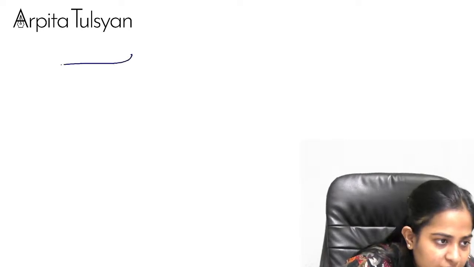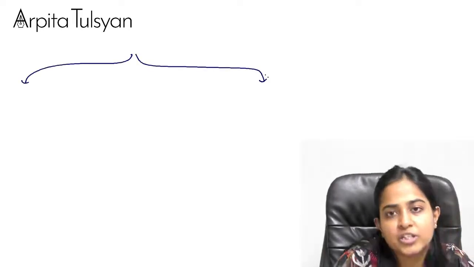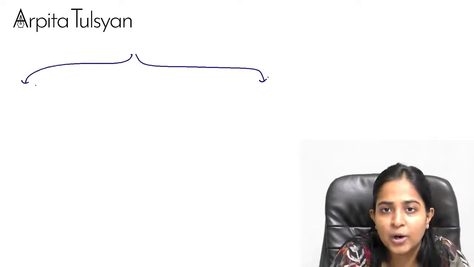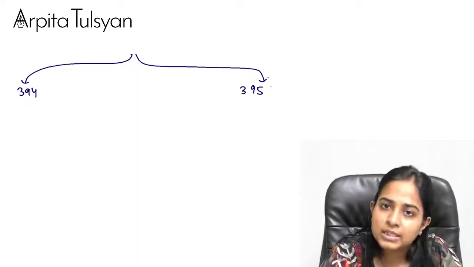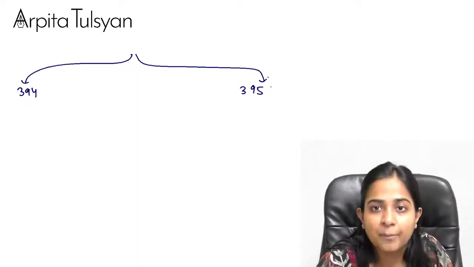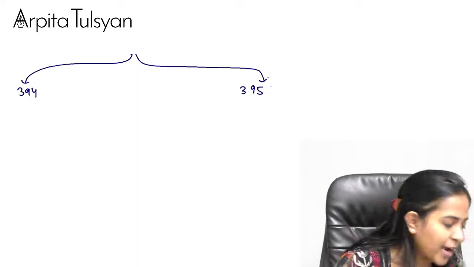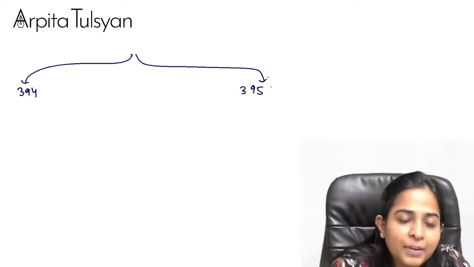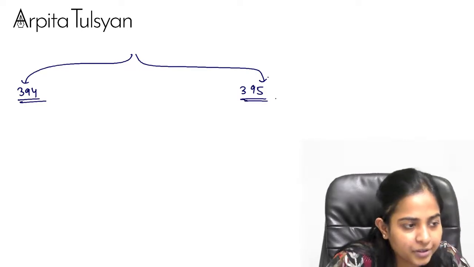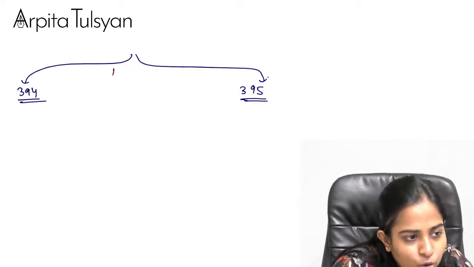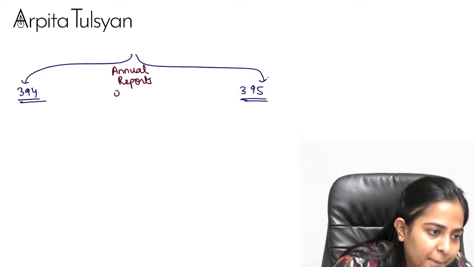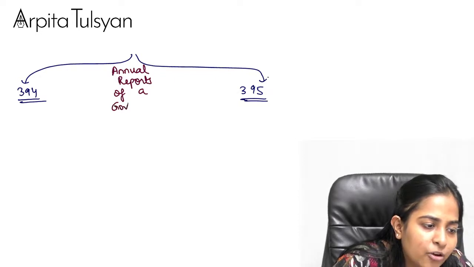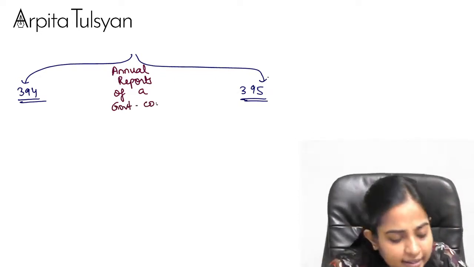Now let's move ahead to the two sections here which they have given in regards to government company. One is section number 394 and the other one is section number 395. Both the sections are to be remembered, and even the section numbers. Section means the content, so obviously you have to remember, but even the section number you have to remember. Both of these sections talk about annual reports of a government company.